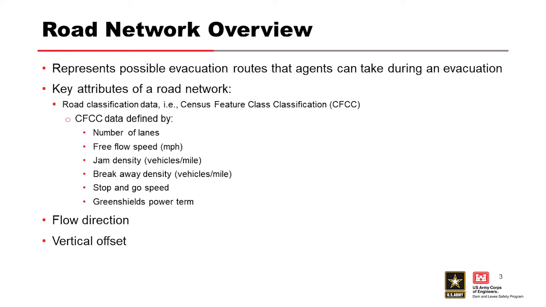Each road is also assigned attributes that affect transportation. Flow direction, whether roads are one-way or two-way. Vertical offset, designed for roads that are elevated above the ground, such as a bridge that would actually have water running under the road instead of on the road.